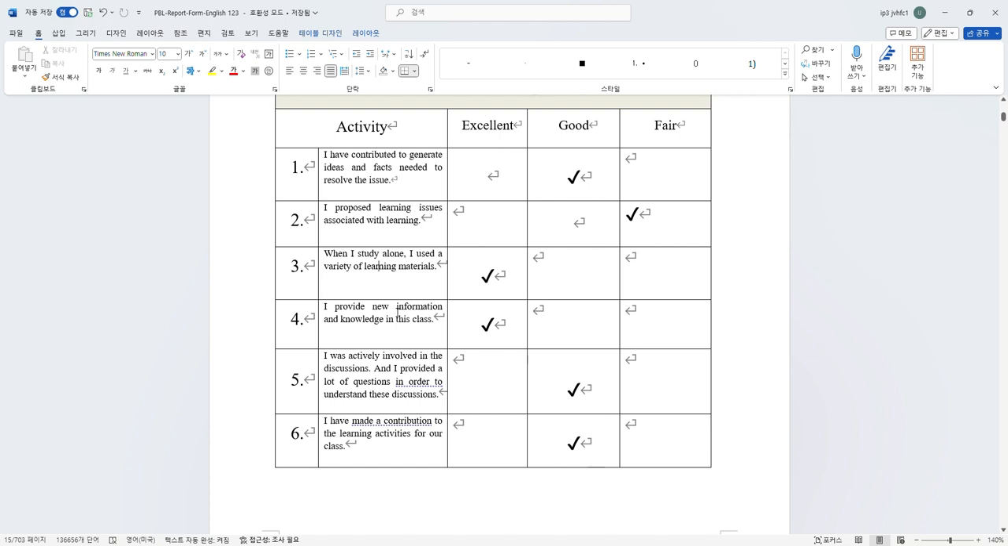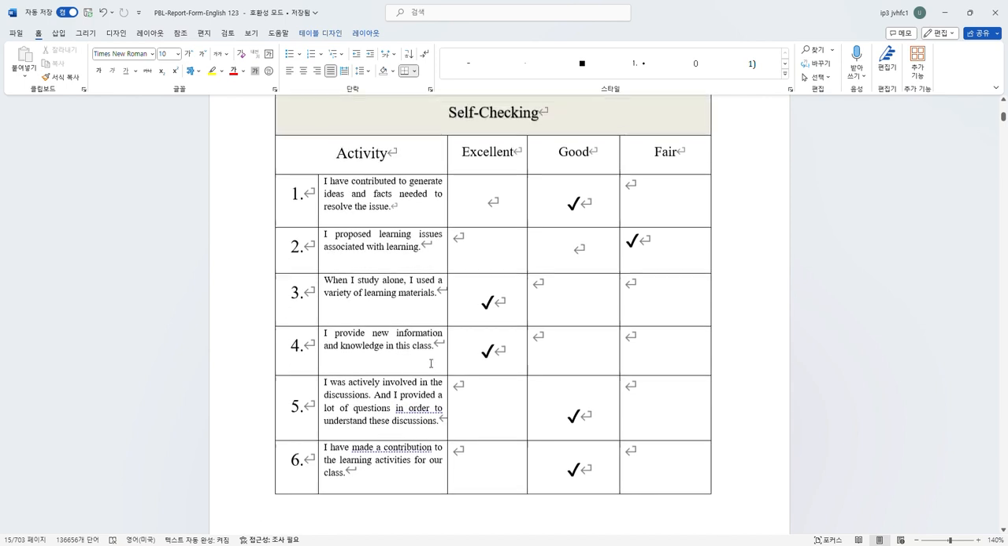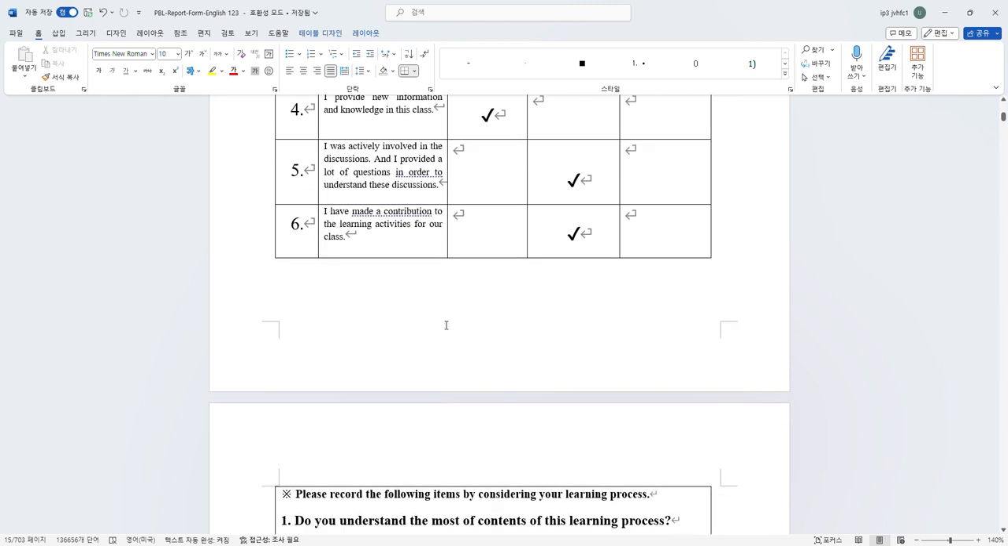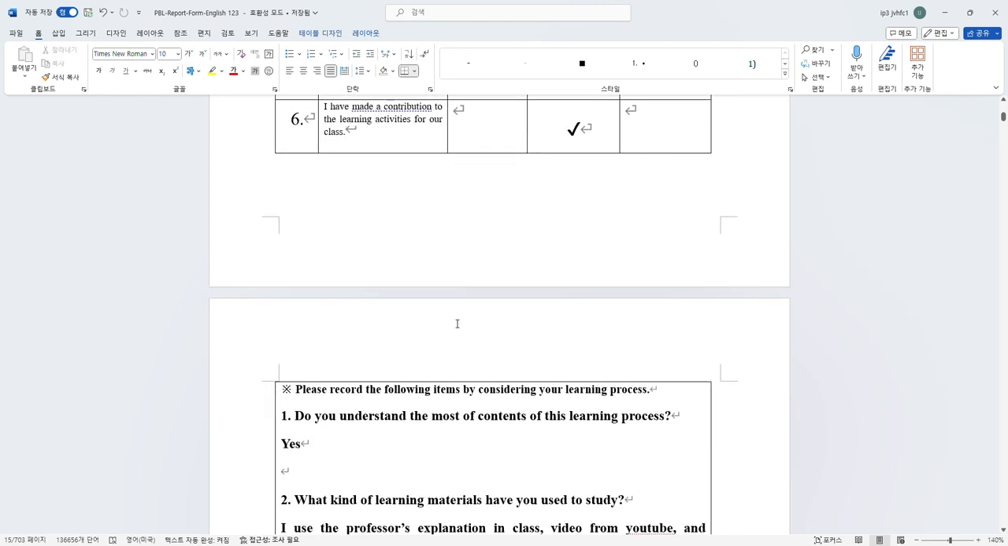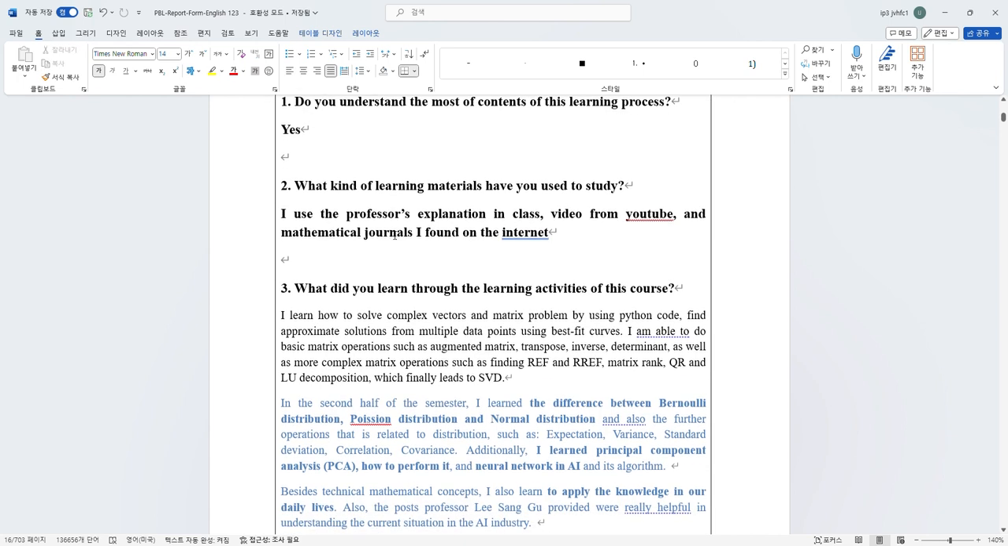I provide new information and knowledge in class, yes, because I answer many questions on the online board. And I was actively involved in the discussion, and I provided a lot of questions in order to understand the discussion. Yes, I agree, and I also agree to this one, which made a contribution to the learning activities for our class. Yes, I understand most of the contents of the learning process.